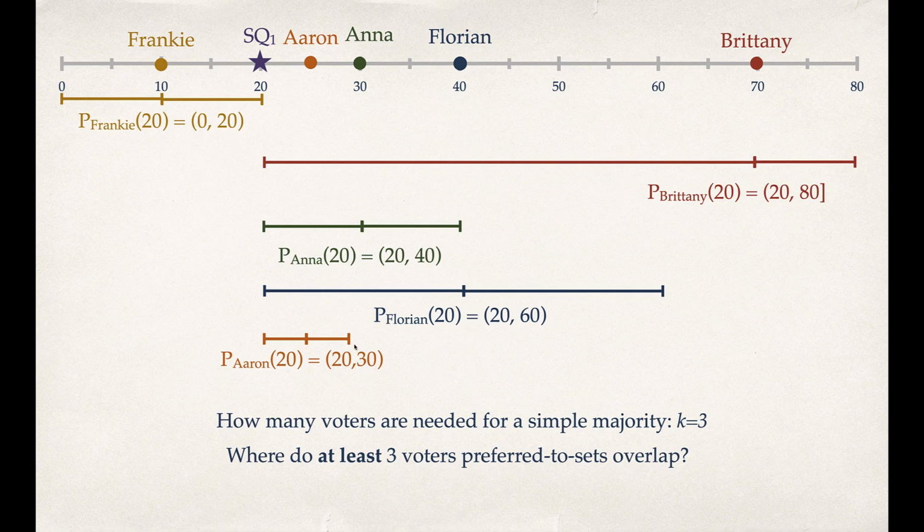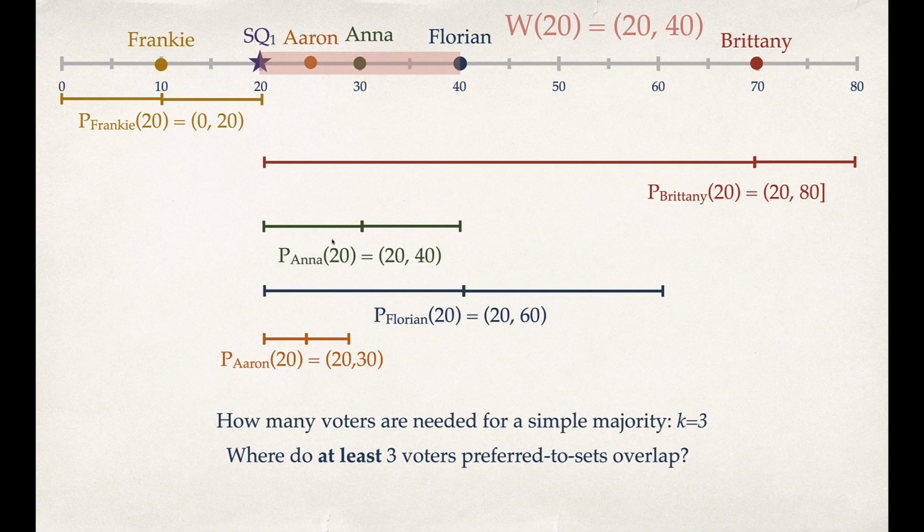If we go past Aaron's 30, we still have 3 that overlap. And if we keep going, only 2 preferred-to sets overlap. So the set of alternatives that at least 3 people prefer to the status quo, a.k.a. the majority rule win set of the status quo, is everything between 20 and 40, non-inclusive.